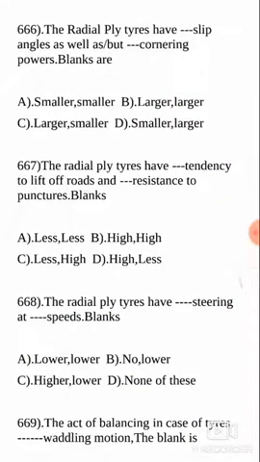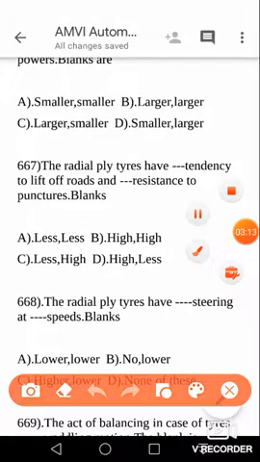Next question: the radial ply tires have dash tendency to lift off roads and dash resistance to punctures. This is once again a good question. The radial ply tires have less tendency to lift off roads but high resistance to punctures. This is definitely a required thing. As far as tires are concerned, they should have less tendency to lift off the roads, and they should have high resistance to punctures. That's why radial ply tires are more used in practice. So your answer is C.